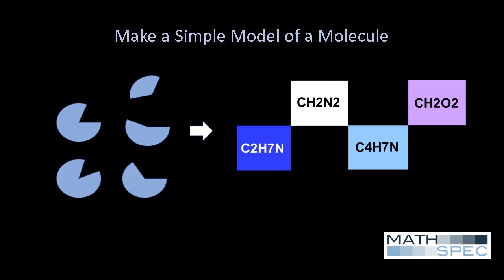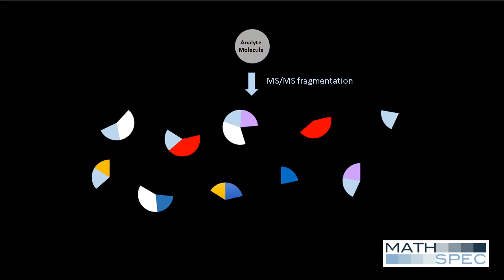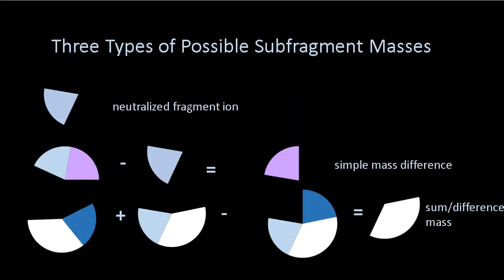Our mass spec approach generates simple models of molecules from the mass spectral data. This is done using accurate mass fragmentation data and an Excel add-in. Each fragment ion in a mass spectrum could be viewed as a group of one or more subfragments. These are groups of atoms that tend to stay together. We calculate these subfragment masses using the Excel add-in.